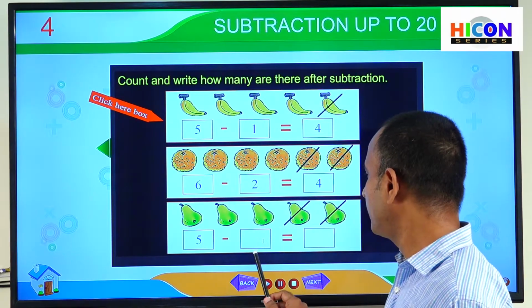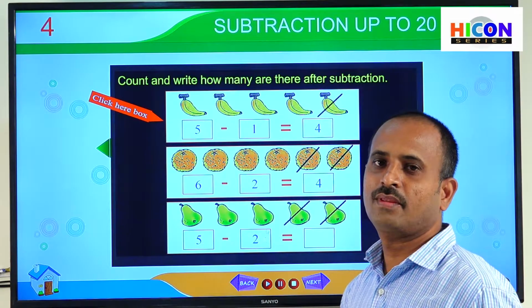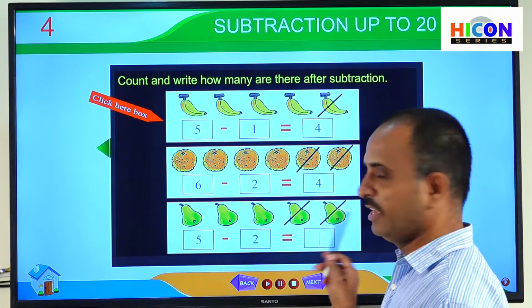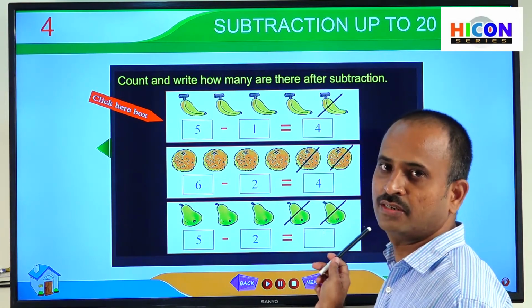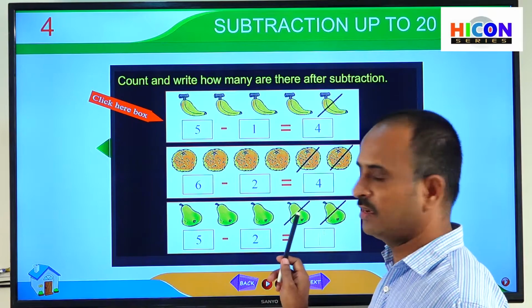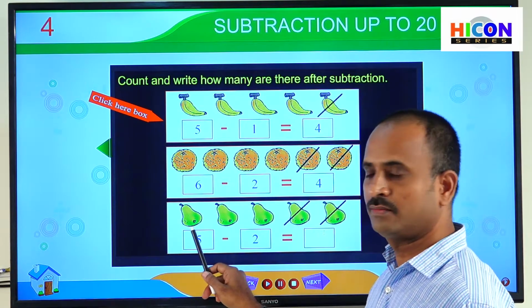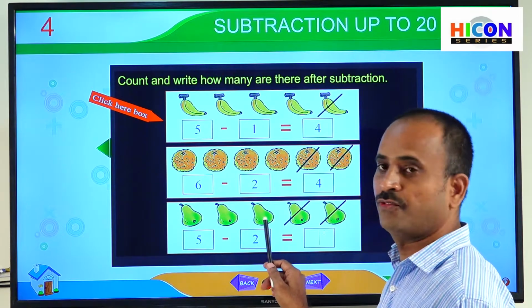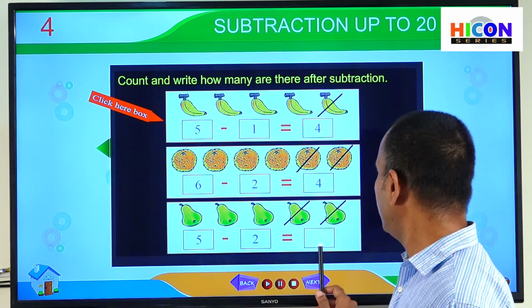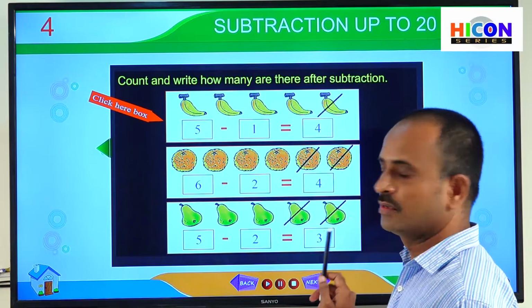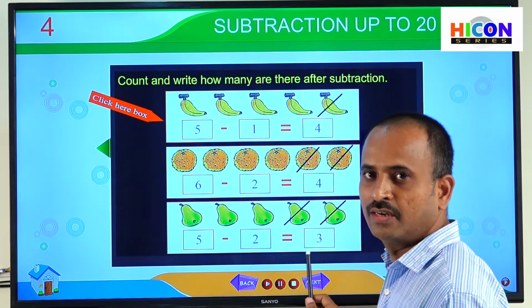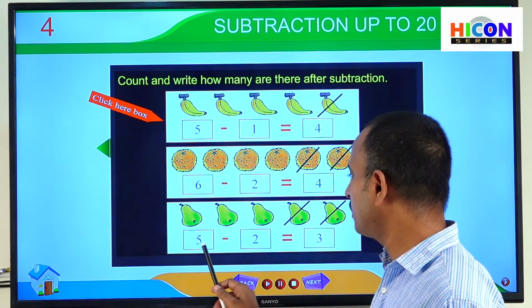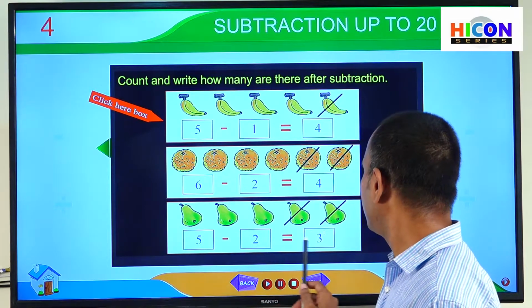So write 2 in the second box. After taking away, that means after subtraction, how many fruits are left here? Let us count 1, 2, 3. So total 3 fruits are left after subtraction. Write 3 in this box. This 3 is called the answer, that is the difference. So the difference of 5 and 2 is 3.